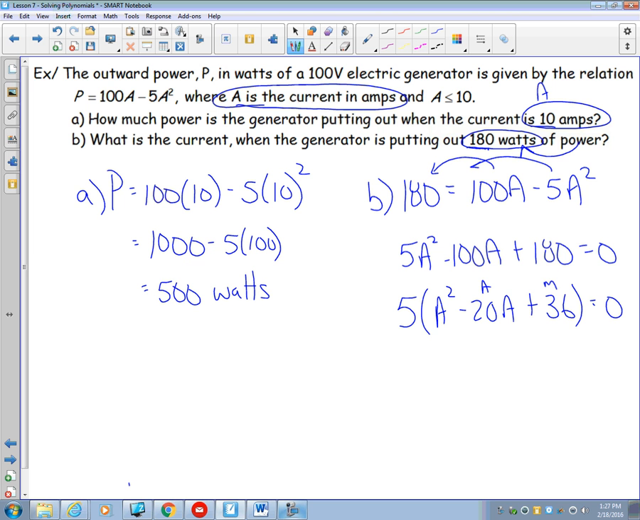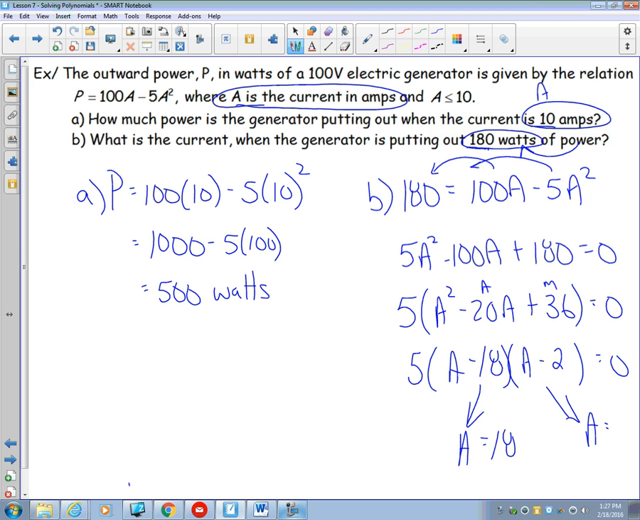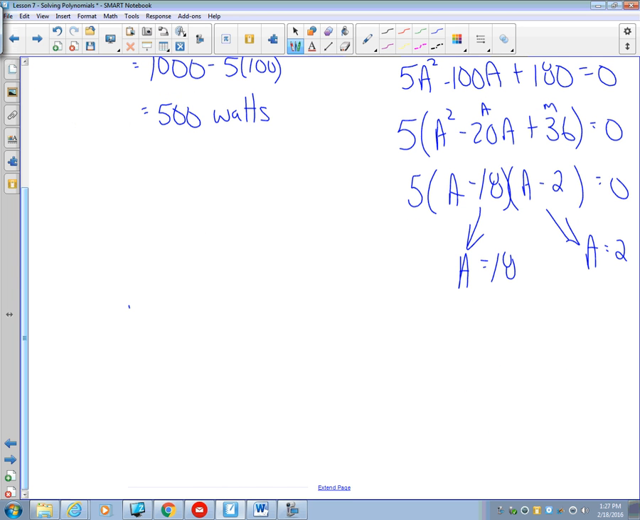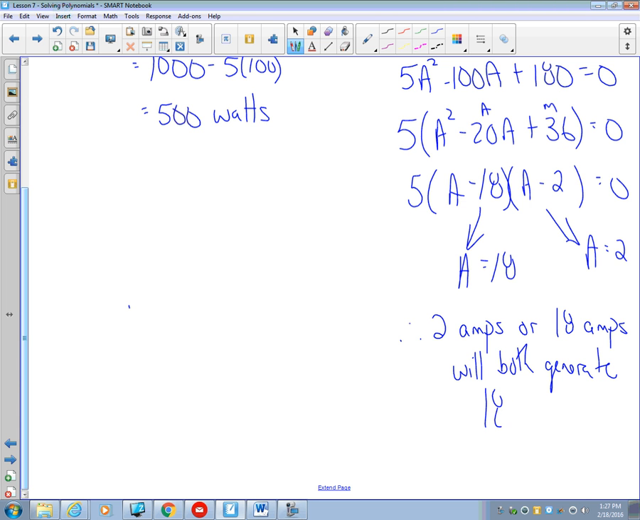It's a simple trinomial. I know some things that work. A, what works here? 18 and 2 looks like they're going to work. All right, so what are our answers? Well, A could equal 18, or A could equal 2. There's 2 answers. Okay, if our generator is putting out only 2 amps, or 18 amps, will both generate 180 watts. Okay, there was 2 answers.